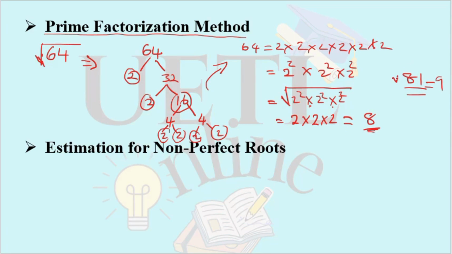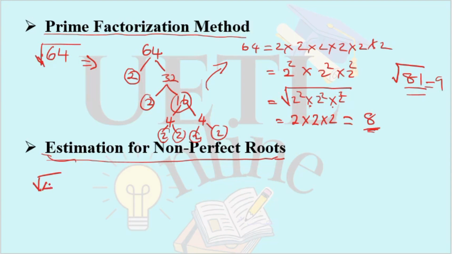Let's go on to the estimation of a non-perfect root. I'd like you to know that the answer you are going to get is not exact. It's just an approximation. So let's say you are given a number, root 40. You want to find root 40.